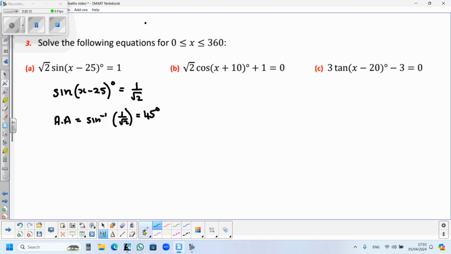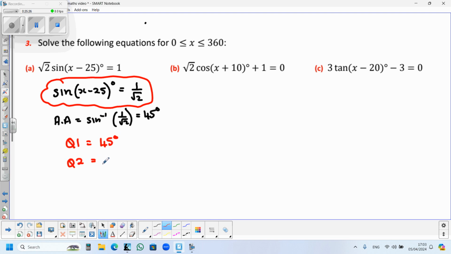So sine is positive. There's the sine bit there. It's positive. It's plus 1 over root 2. So answers are in quadrant 1 and quadrant 2. In quadrant 1, it's 45 degrees. In quadrant 2, it's 180 minus 45 degrees, which is 135 degrees. Now, I would be finished, but it wasn't x that was there. It was x minus 25 degrees. So x minus 25 degrees is 45 degrees, or x minus 25 degrees is 135.